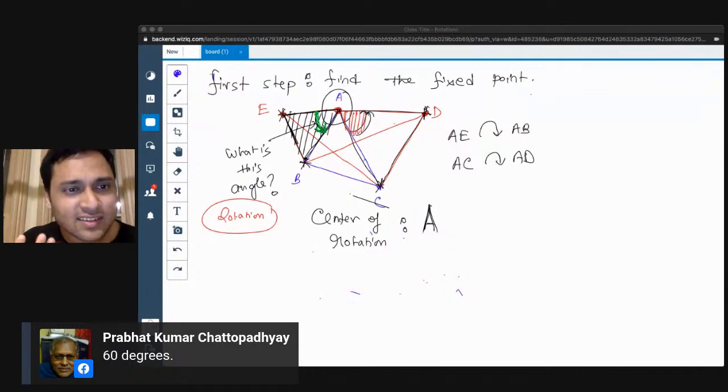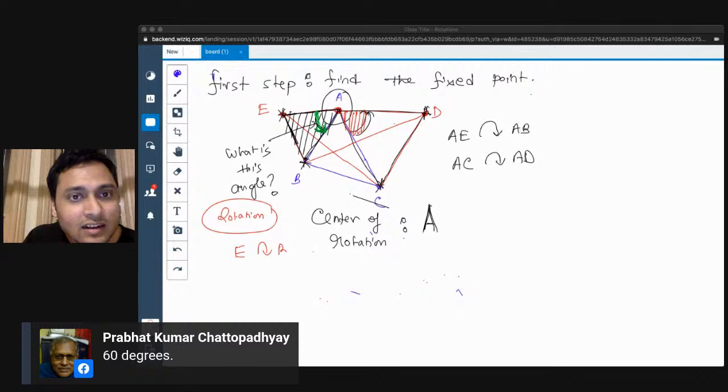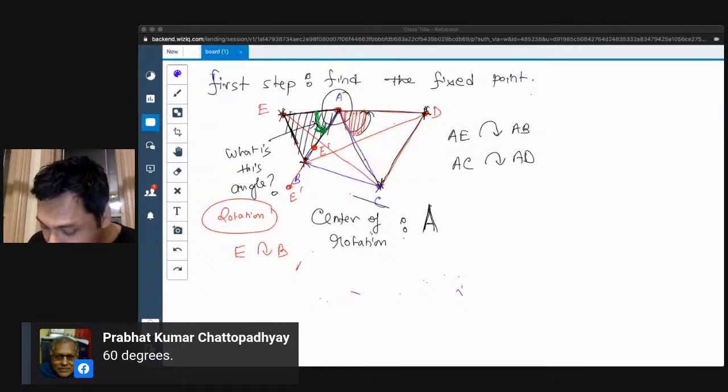Now the next question is, why will E exactly fall on B? I mean, it could have fallen here. Maybe it falls a little bit closer to A. Maybe it could have fallen here. Why is it exactly falling on B? Well, it is exactly falling on B because AEB is an equilateral triangle and the length of AE is equal to the length of AB.